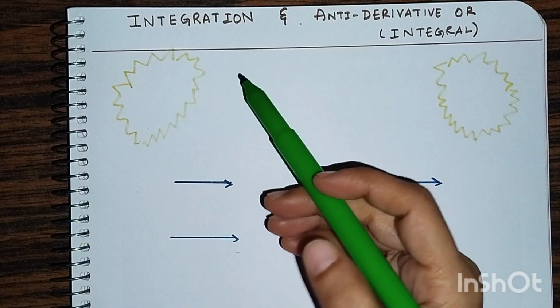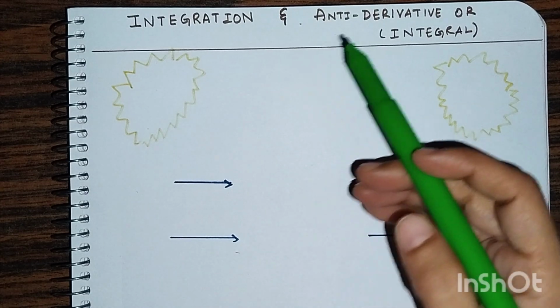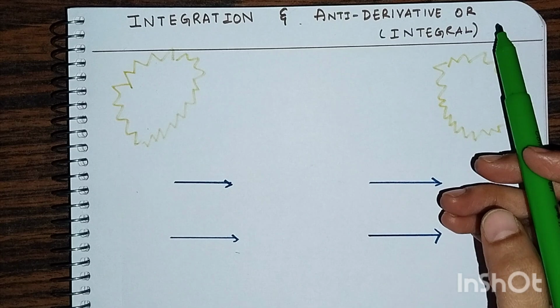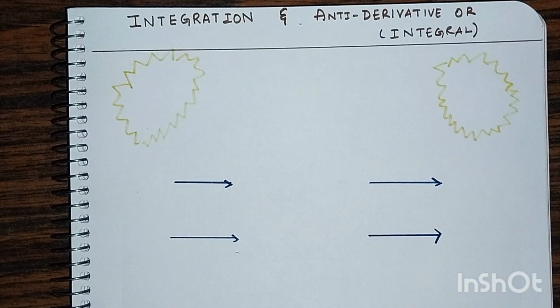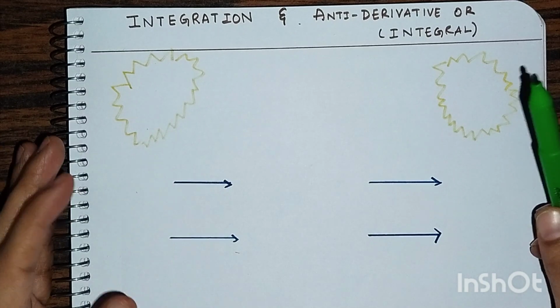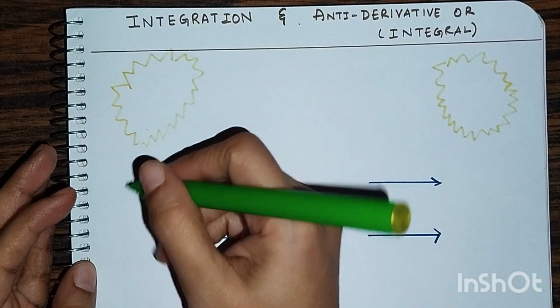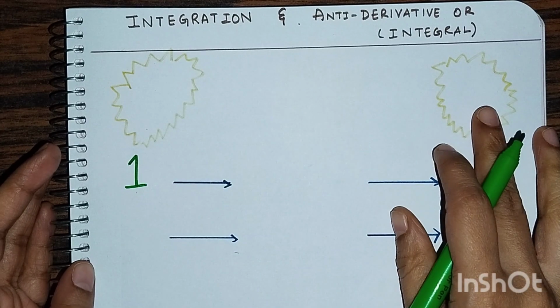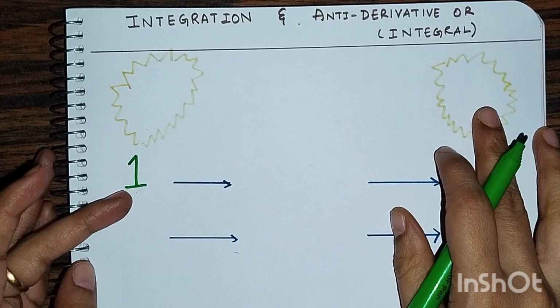Now we will understand what is integration and antiderivative, which is also known as integral. So antiderivative, integral, both are same. So for that we'll take one simple example and we will apply arithmetic operations, and then easily we can understand what is integration. So let us take a quantity 1.